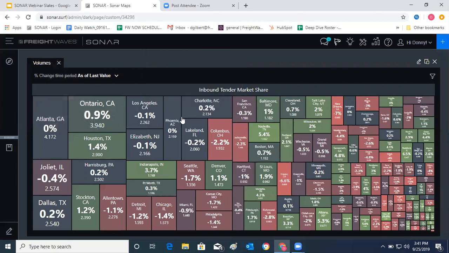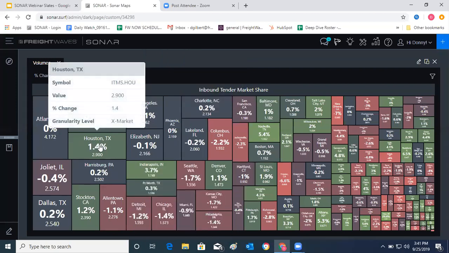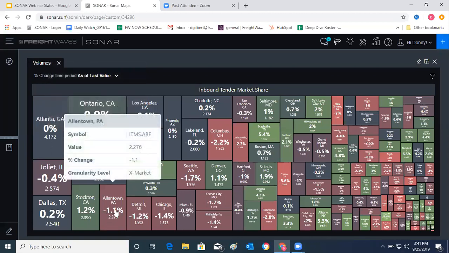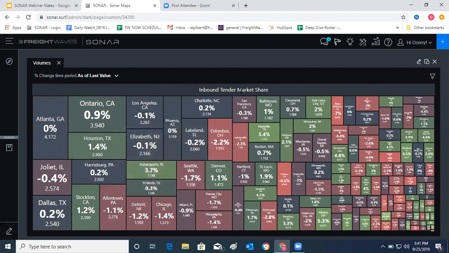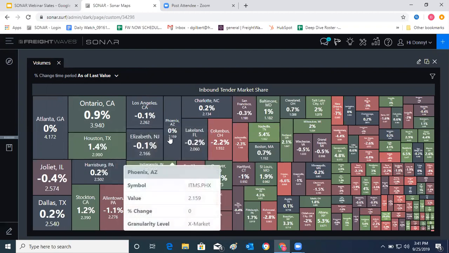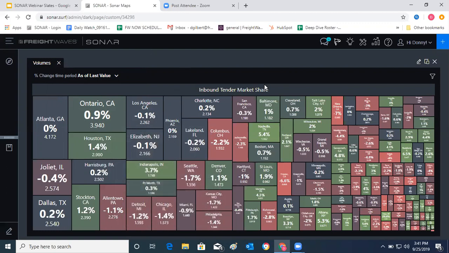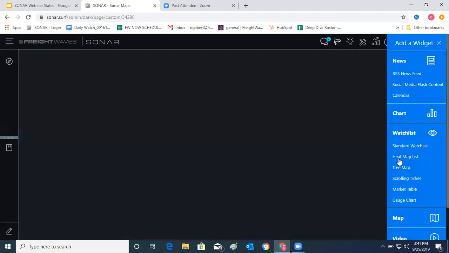The shades of purple here are the neutral markets. If you see them listed in green, that means they're increasing. And if you see them in red and you see a negative 1.1%, that's because their market share is declining. So we have inbound volumes, we have outbound volumes. We can also flip this over and look at it in terms of a market share percentage. And that leads us into our next real big index that we use. Actually, before we get to that, let's go to a chart.